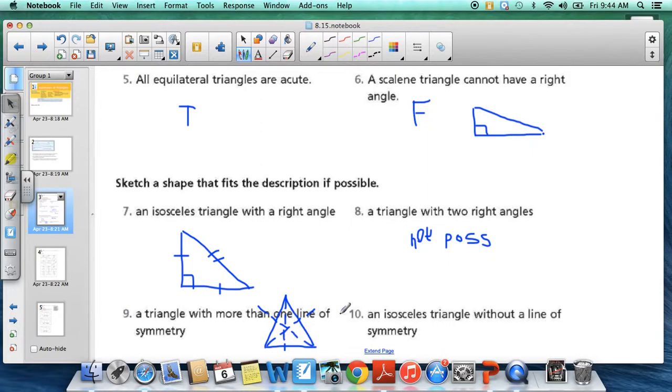Okay, so for number 10, an isosceles triangle without a line of symmetry. And that also, my friends, is not possible. Not possible. So finish writing out the word for me on your SAB, and then we will move on to the next activity.